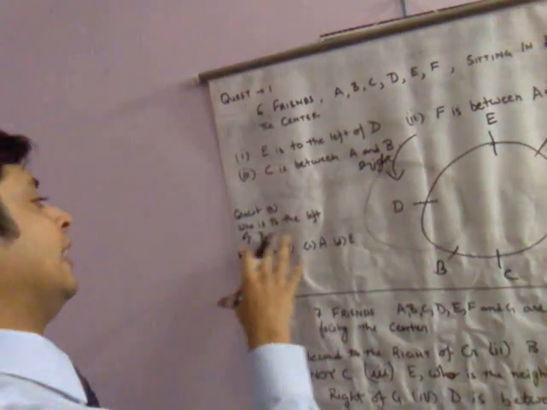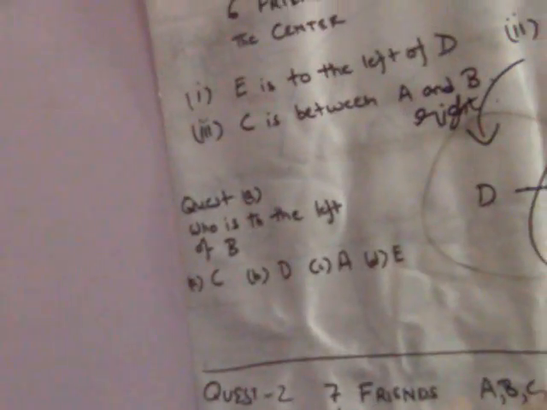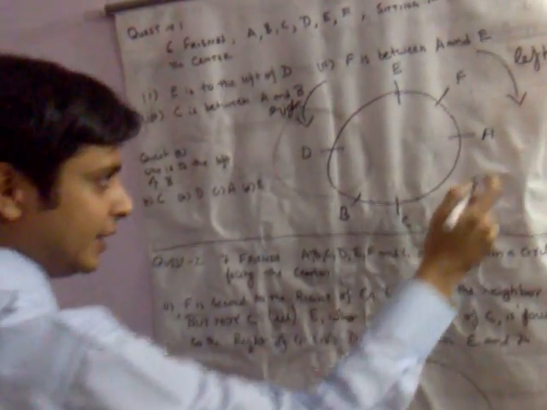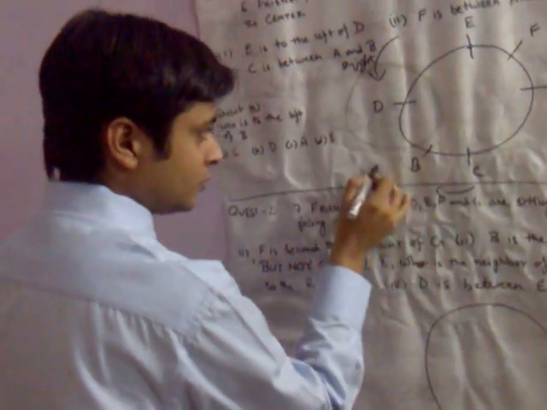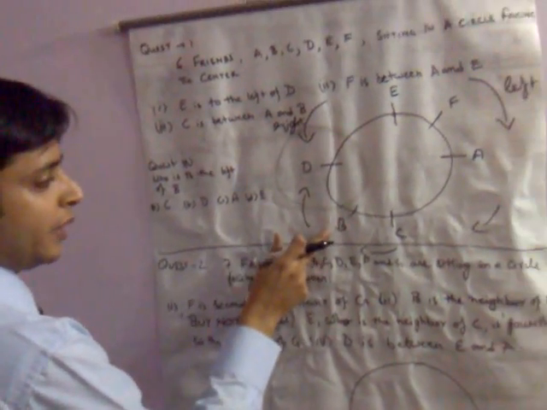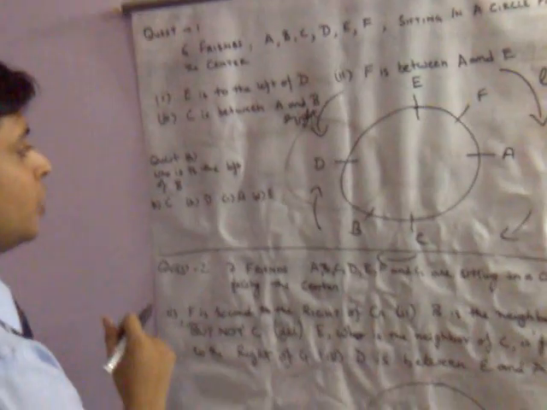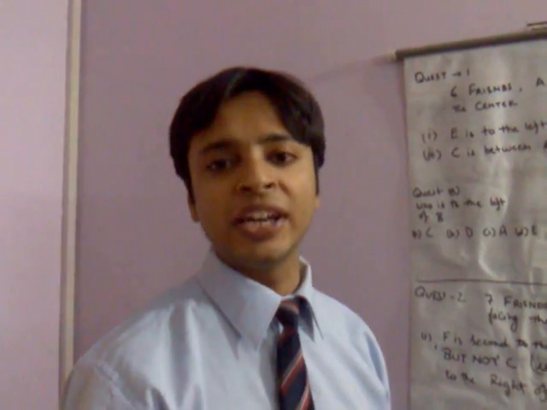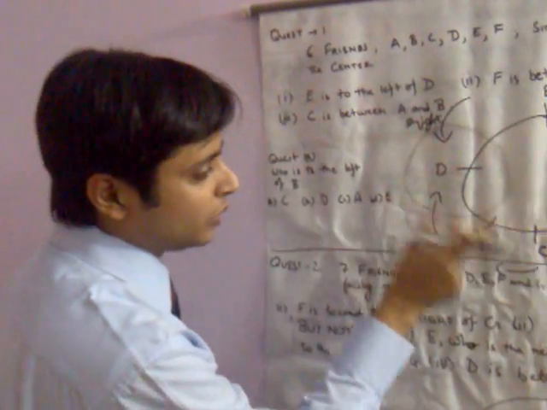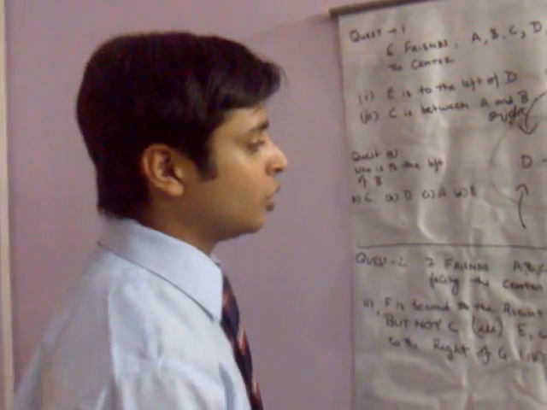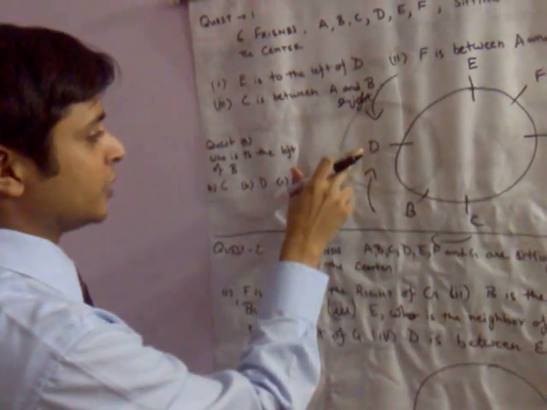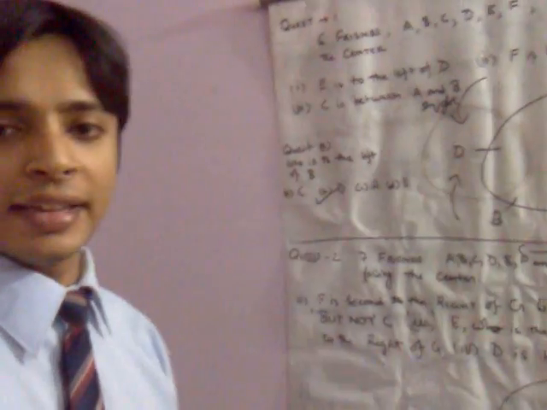Now the first question would be like, who is to the left of B? First of all friends, understand that left would be from here to here. Why? Because left is coming like this. So who is to the left of B? If somebody asks who is to the left of somebody, that means immediate neighbor. And immediate neighbors are the people who are just sitting next to the person. So who is sitting immediately next to the left of this person? That is D. This person is B. So the correct answer would be D.